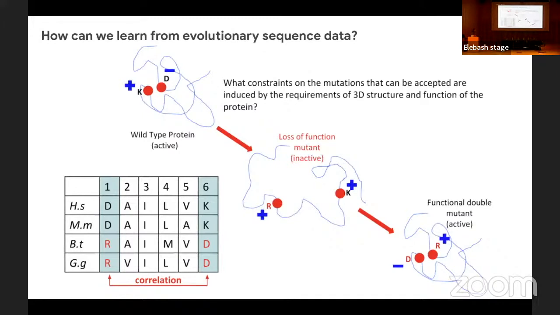There's a toy model shown here where you have a loss of function mutant. You had a charge pairing that involves two residues that are distant in sequence. You lose that charge pairing because of a mutation, and that corresponds to a loss of function mutant. Then you get a functional double mutant where you had a compensatory mutation at a second site. Of course, if that were to happen, it would show up as a very strong correlation pattern in a sequence alignment. I've shown a toy alignment at the bottom and highlighted this purported correlation.